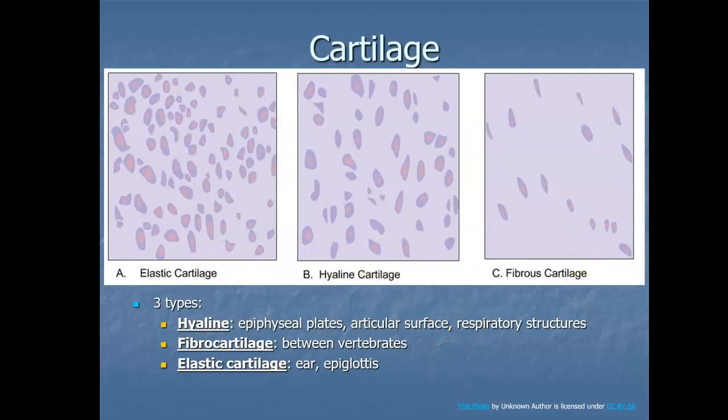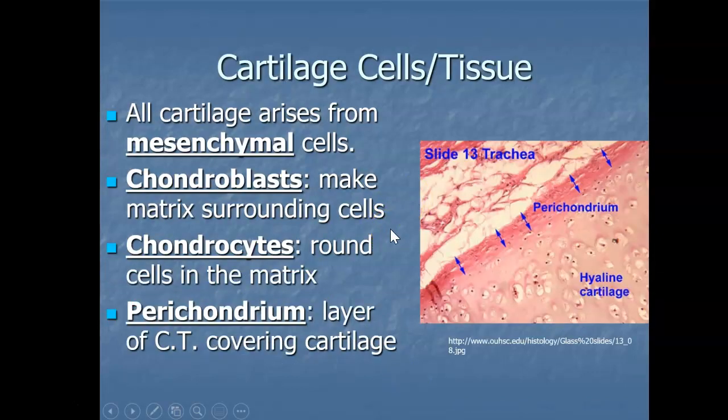There's hyaline cartilage, which is located in your epiphyseal plates, so along those lines in your long bones where growth occurs, in articular surfaces, and in your respiratory structures. Fibrocartilage is between your vertebrae, and then elastic cartilage is in your ear and your epiglottis. You can see in fibrous cartilage, the cells are much more widely dispersed. Hyaline cartilage is in between, and in elastic cartilage, the cells are a little bit more packed together. Cartilage cells are called chondro-, so either chondroblasts or chondrocytes.